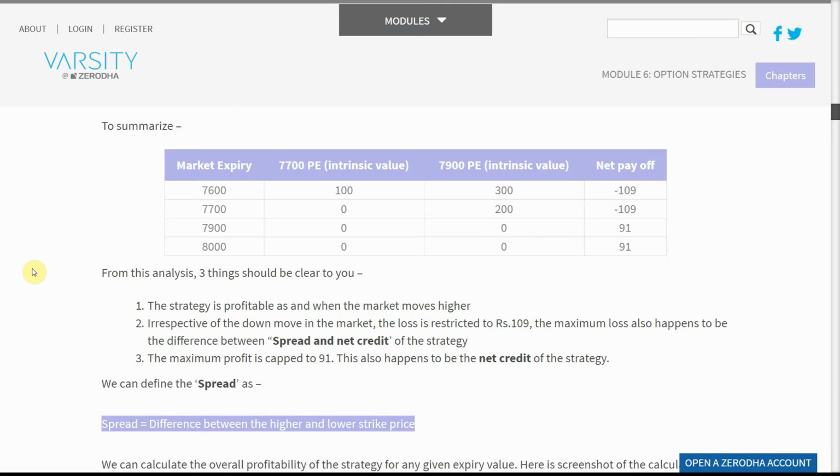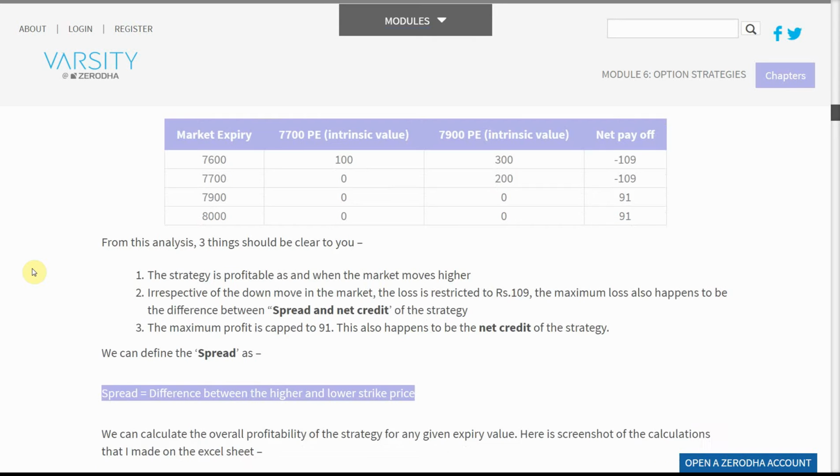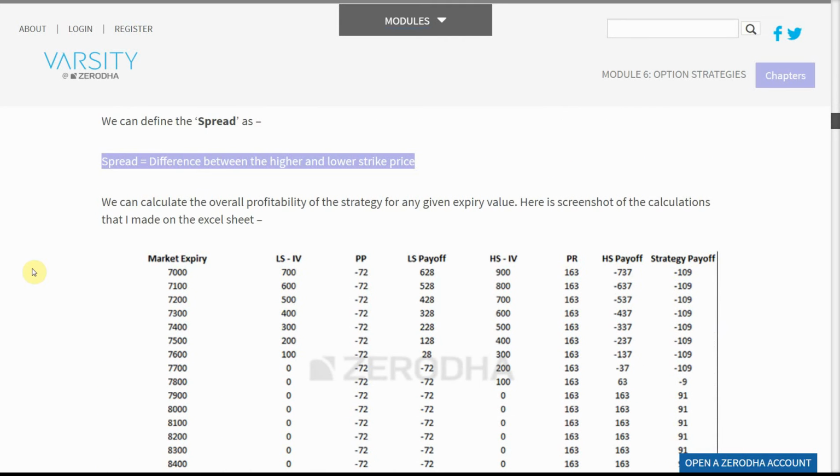The strategy is profitable as and when the market moves higher, irrespective of the down move in the market. The loss is restricted to 109 rupees. The maximum loss also happens to be the difference between the spread and the net credit of the strategy. The maximum profit is capped at 91. This also happens to be the net credit of the strategy. We can define the spread as the difference between the higher and lower strike price.